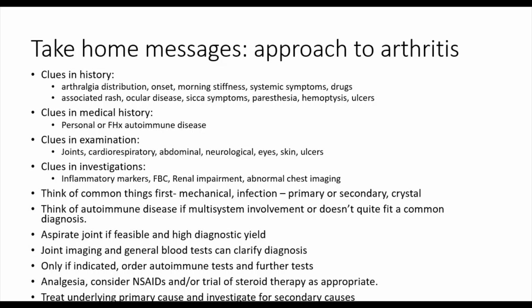In terms of management points, analgesia is important to relieve the joint pain, although treatment of the underlying cause is most effective. Commonly used treatments for autoimmune arthritis include non-steroidal anti-inflammatory drugs, which are particularly useful for seronegative spondyloarthropathies, and steroid therapy, which is generally effective for all autoimmune diseases. Once a specific diagnosis is made, you want to investigate for other complications of the disease and look for underlying secondary causes of the disease.